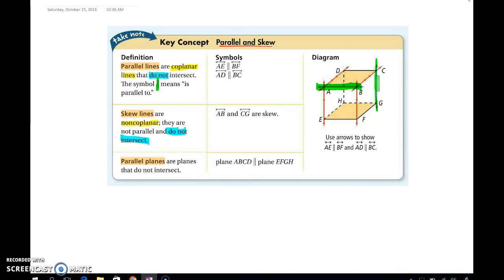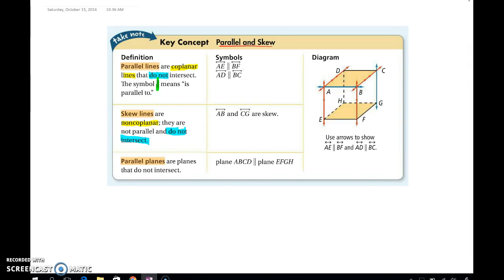But they also are not part of the same plane. All right, because line AB is part of the plane that's the front of the box, and this line CG is part of the plane that's the side of the box. So they're part of separate planes, so they will never touch, but they're non-coplanar, so that's why they are not parallel. And then the last one are parallel planes.